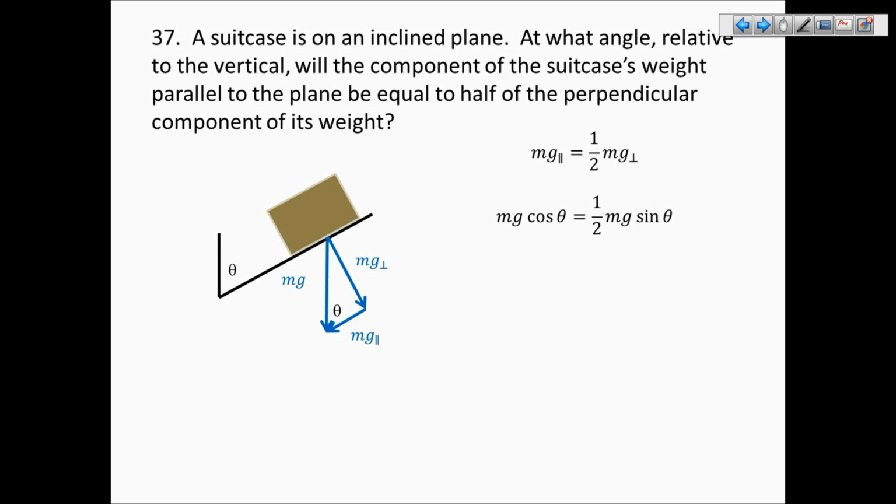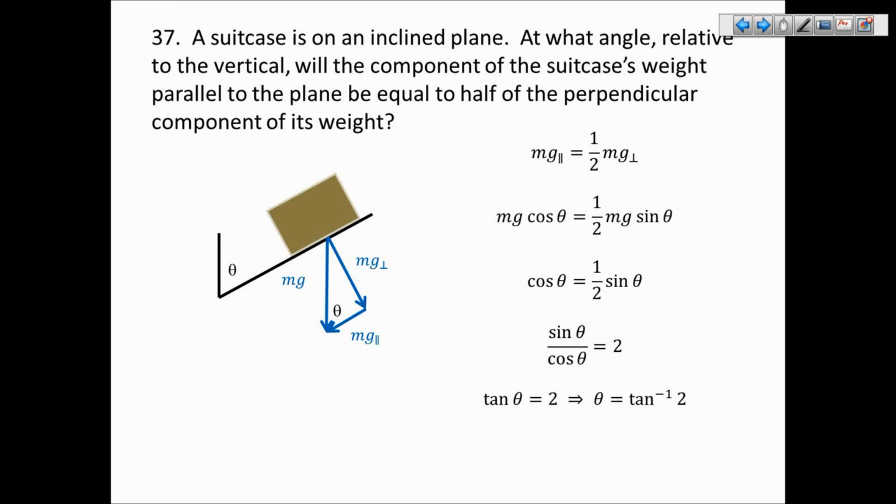So I'm going to shuffle some things around. I'm going to cancel my m's, cancel my g's, and I see that I get sine theta over cosine theta equals 2. Now the reason I decided to put sine on top, cosine on bottom, is because sine divided by cosine is tangent. So sine theta divided by cosine theta equals 2 is the same thing as tangent theta equals 2. You just need to know that relationship that sine divided by cosine is tangent.